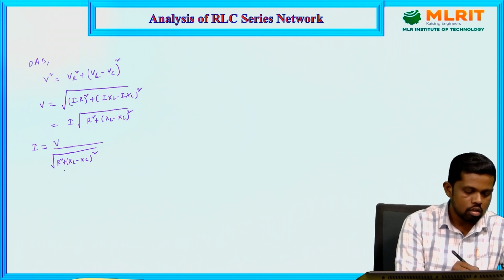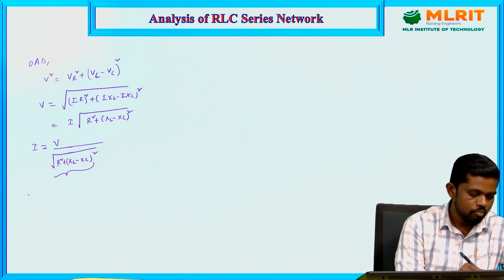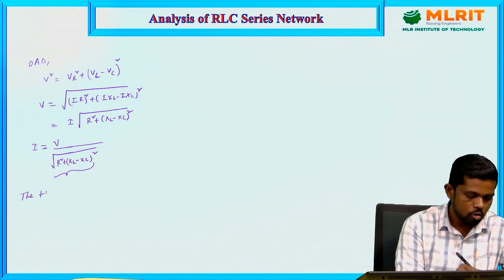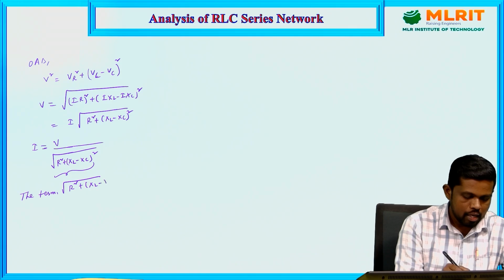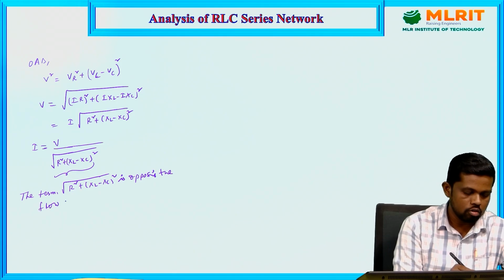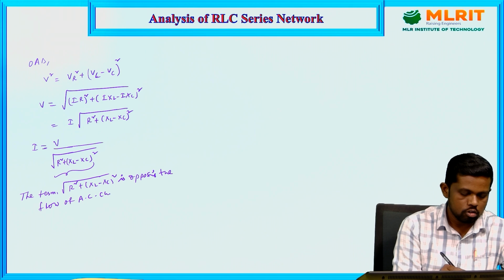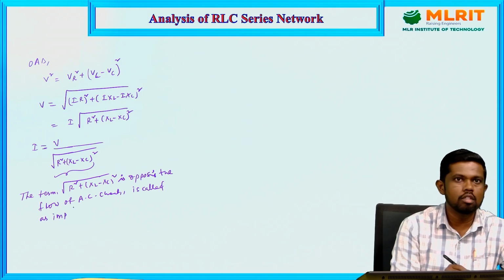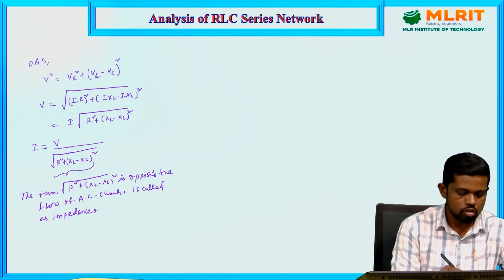In this we got an unknown term: the square root of R square plus XL minus XC whole square is opposing the flow of alternating current. Combinedly it is called the impedance of the network, the impedance of the RLC series circuit.